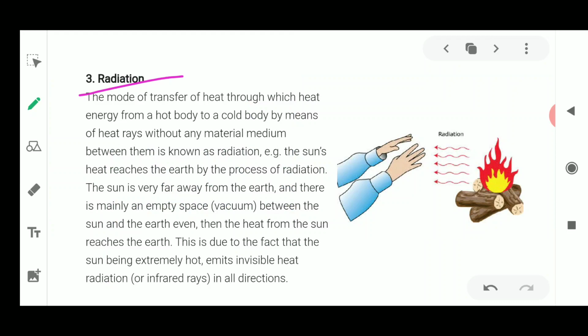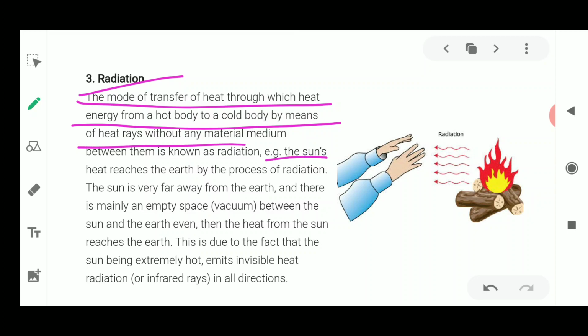Okay, now the mode of transference of heat, through which heat is transferred from hot body to cold body by means of heat without any medium. There will be no medium. There will be no states of matter, either solid, liquid or gas, in radiation. Example, the sun's heat is always reaching the earth's surface by the process of radiation.